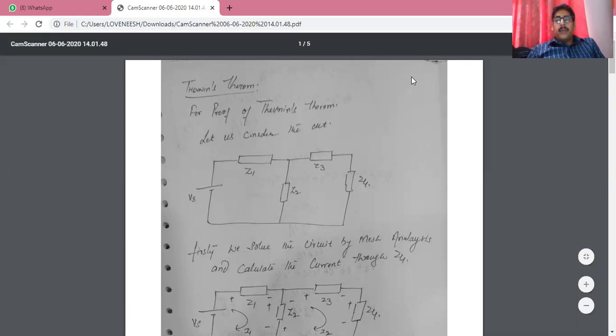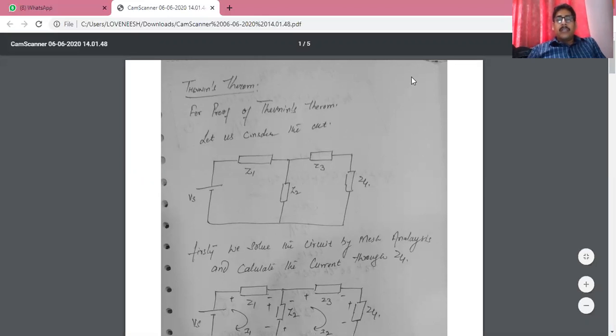Today, I am here with you with one video that is related to Thevenin's theorem, in which we are discussing the proof of Thevenin's theorem. See, the Thevenin theorem, the superposition, the Norton, these are all theorems that can be used to calculate the current or the voltage in a particular branch.